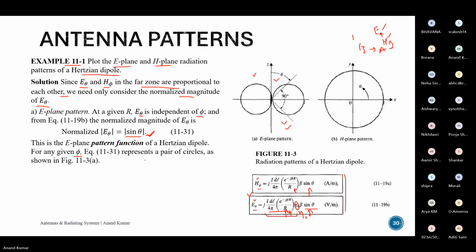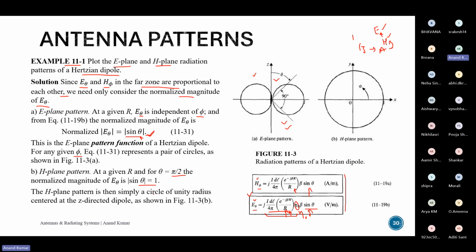Similarly, for the H-plane pattern, for any given r and for theta equal to pi by 2, if you put pi by 2 in this sine theta over here, sine theta will become 1 and it would just become a constant, and if you plot this, it will become a circle.